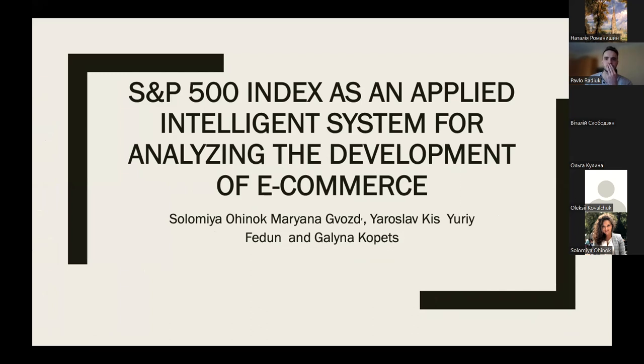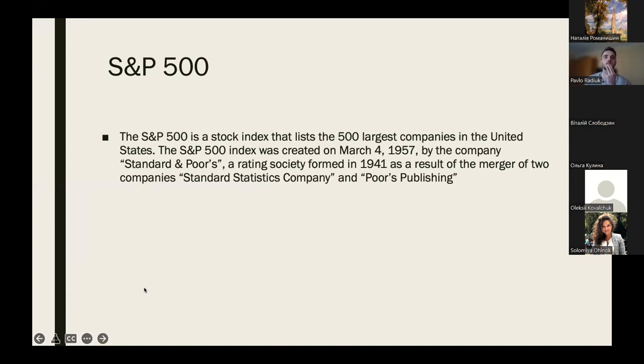Today I would like to present our research. The topic is the S&P 500 index as an applied intelligence system for analyzing the development of e-commerce. We did research based on the S&P 500 index. First, let me explain a few words about this index. There are four main e-commerce sectors included in the S&P 500 index, and we analyzed all of them: online retail, interactive social network, consumer goods stores, and hypermarkets.